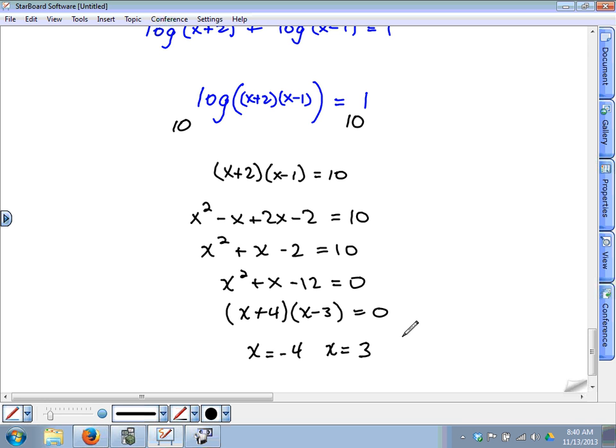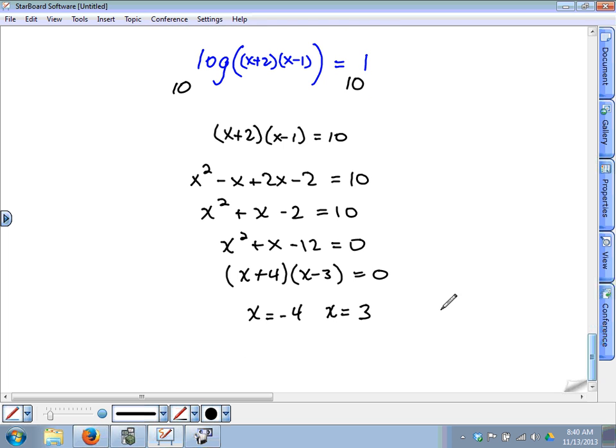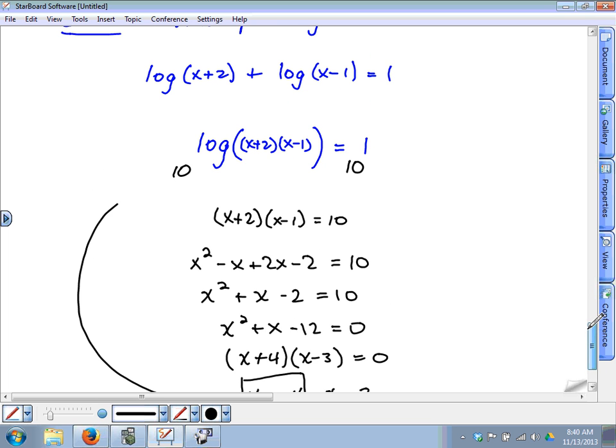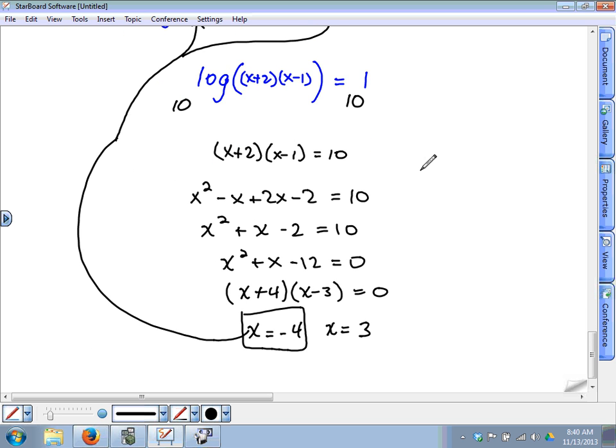The reason I'm saying potential solutions, anybody know what the problem is? If we tried to take each one separately and test it, x equals -4, if we plugged in -4 here, or even over there, you can't take a logarithm of something that's negative. It doesn't matter that the number itself is negative. It's if you plug it back in and the argument becomes negative. -4 plus 2 is still -2. -4 minus 1 is still -5. That's no good. x equals -4 is extraneous.